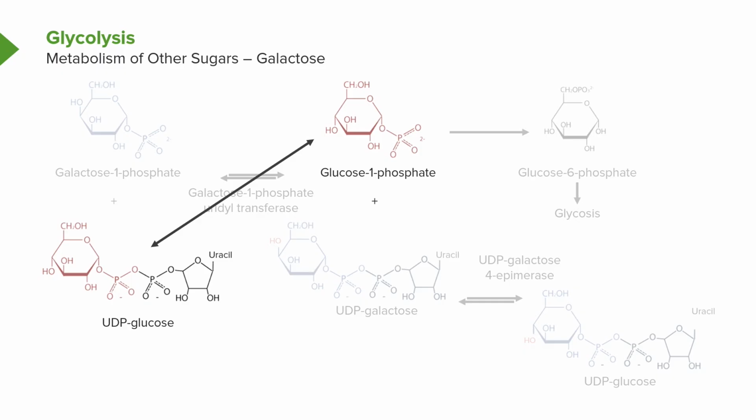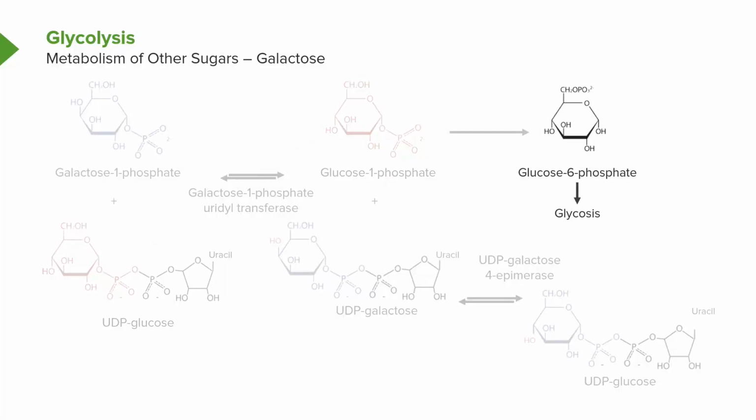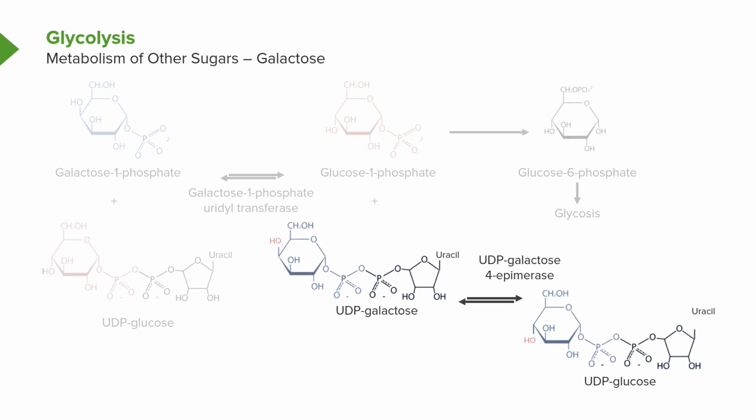Now, glucose 1-phosphate is relatively easy to get into glycolysis because there's an easy enzymatic conversion of glucose 1-phosphate to glucose 6-phosphate, and we get into glycolysis. This means that we've converted part of the molecules shown on the screen into glycolytic intermediates. The galactose in the UDP, however, has to also be converted into an intermediate. And that happens in the next reaction, which is catalyzed by UDP galactose 4-epimerase.